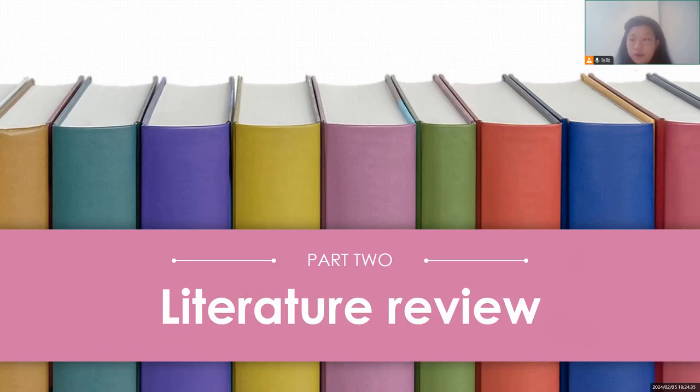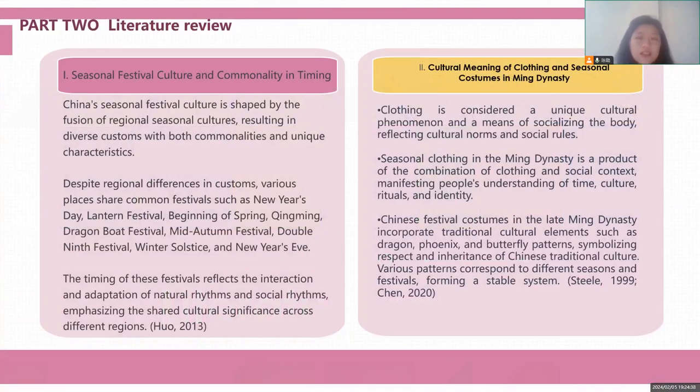Part 2, literature review. There are three parts in my literature review. First, seasonal festival culture and commonality in timing. The timing of these festivals reflects the interaction and adaptation of natural rhythm and social rhythm, emphasizing the shared cultural significance across different regions. The second part, cultural meaning of clothing and the seasonal festival costumes in the Ming Dynasty.